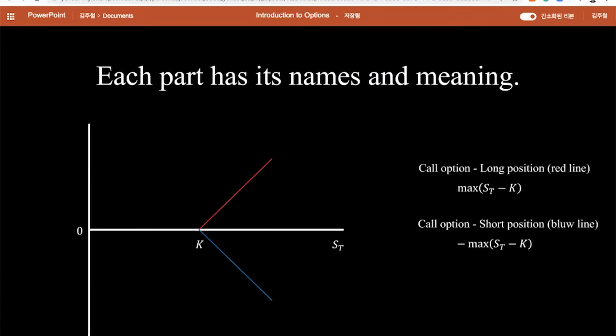But just take the right, the right to sell part. Just think about this as one product, where the red line means the long position of the product and the blue line means the short position of the product. So the payoff is actually the negative of this equation. Of course, there is a comma and zero, and still there is a typo. So this is the call option.